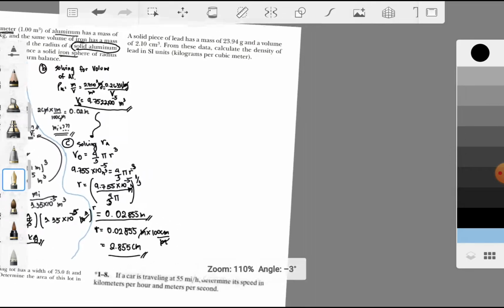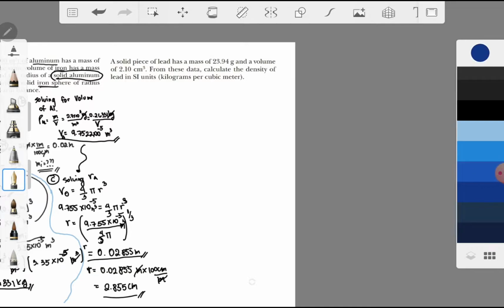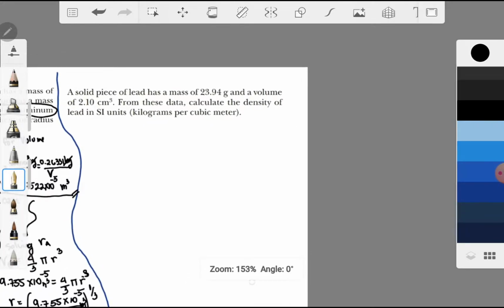Next, your example number 2. A solid piece of lead has a mass of 23.94 grams and a volume of 2.10 centimeter cube. From this data, calculate the density of lead in SI units, kilogram per meter cube. Your example number 2 is very easy. There is no need for analysis. It is just pure substitution and conversion.